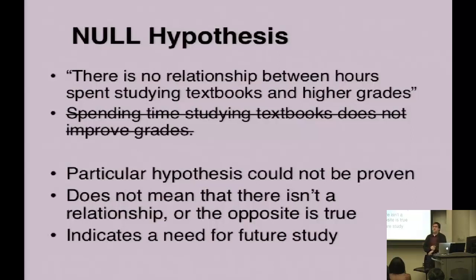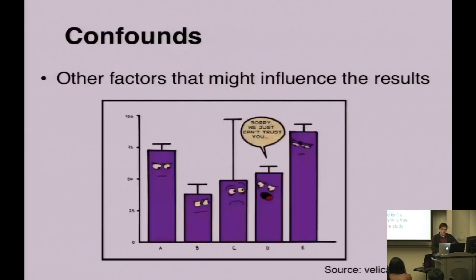And this is a common mistake people make when they first start doing research: they don't find anything, and then they assume that the opposite is true. In reality, you just didn't find something. You couldn't prove that particular hypothesis, which doesn't make it false, it just makes it not proven. It's a weird little tiny distinction, but it does matter. Really, though, this indicates a need for future study.